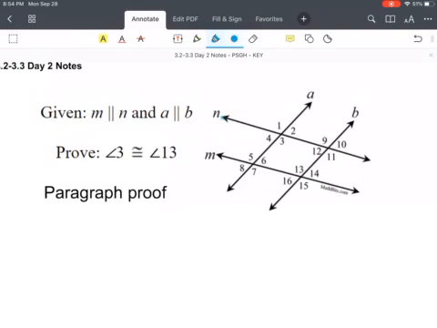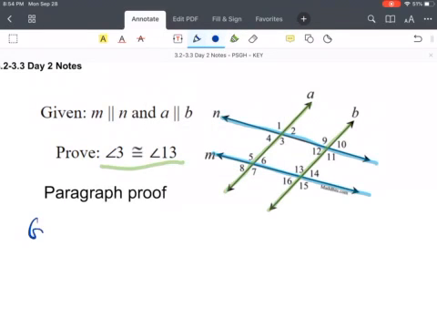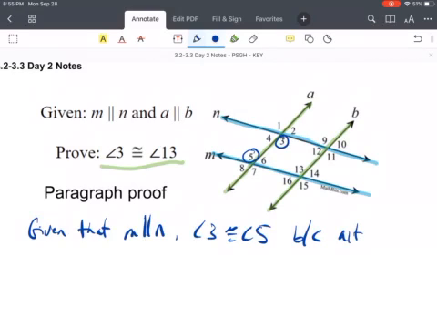For the second proof here, we're going to look at these two lines being parallel and then also these two lines being parallel. There are many different ways to do this, but we need to think about ways to bring in angles 3 and 13 because those are the angles that it is asking us to prove. So given that M is parallel to N, bringing in a pair of angles along those blue lines, I'm going to say that 3 is congruent to 5. And that is because alternate interior angles are congruent.